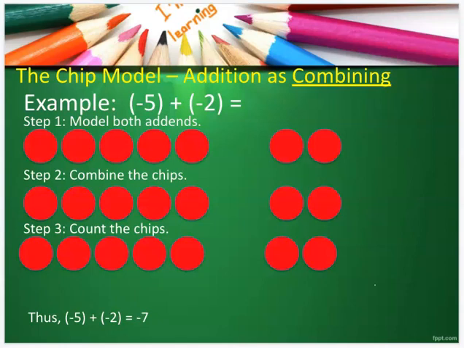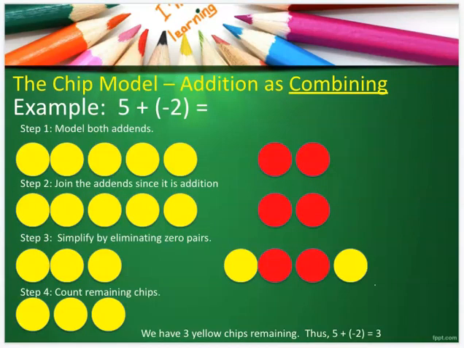But what if we have a positive first addend and a negative second addend, we still follow the same procedure. The first addend, we model 5 yellow chips because it's a positive 5. Then we're going to model the second addend, which is 2 red chips because it's negative 2. We're going to join these together.